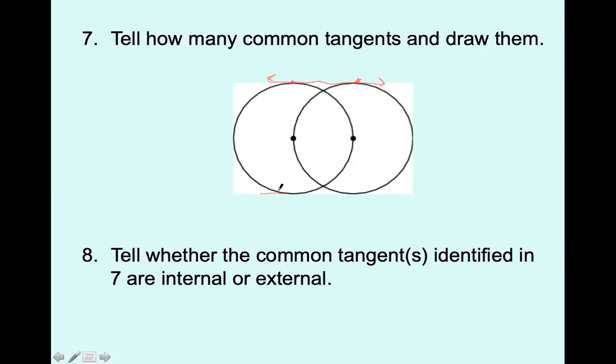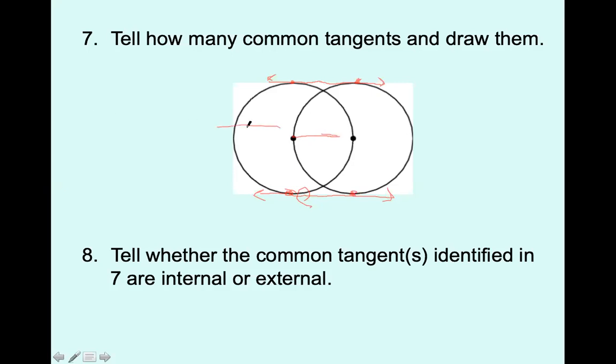Okay, so intersecting here and here. Sorry about the scribbles. So it looks like I have 2 external tangents that I could draw. Oh, and how do I know they're external? If I connect the centers of these 2 circles, those tangents don't intersect that segment.